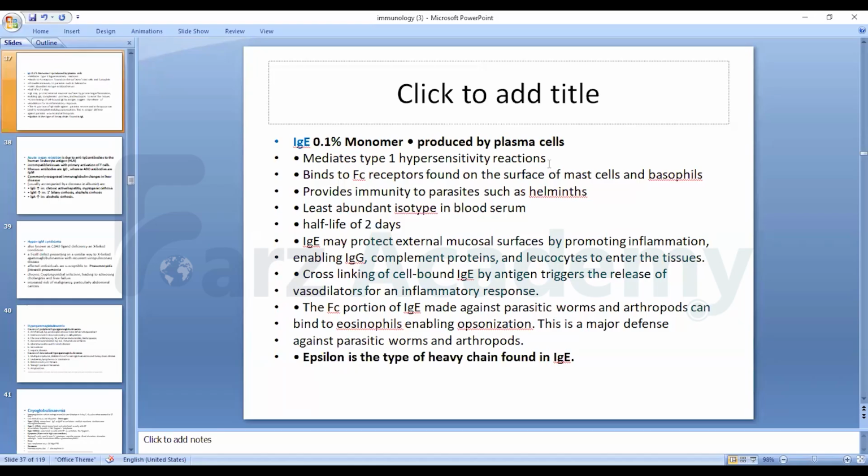IgE may protect external mucosal surfaces by promoting inflammation, enabling IgG, complement proteins and leukocytes to enter the tissues. Cross-linking of cell-bound IgE by antigen triggers the release of vasodilators for the inflammatory response. The Fc portion of IgE made against parasitic worms and arthropods can bind to eosinophils, enabling opsonization. This is a major defense against parasitic worms and arthropods. Epsilon is the type of heavy chain found in IgE.